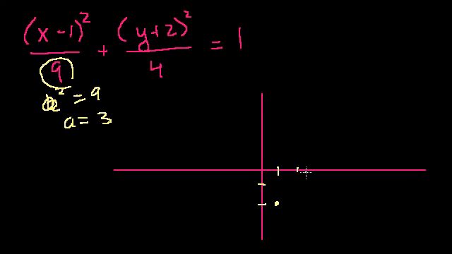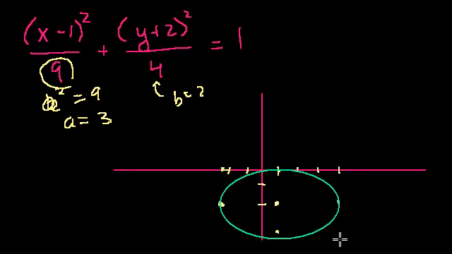So if we go 1, 2, 3, you go there, roughly. And then in the y direction, the semi-minor radius is going to be 2, right? The square root of 4. So b is equal to 2. So you go up 2, then you go down 2. And this ellipse is going to look something like this. Fair enough. And what we want to do is find out the coordinates of the focal points.